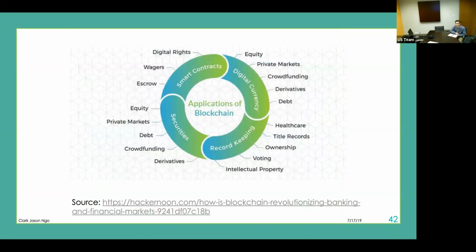So applications of blockchain in financial services, there's a lot. So there's 4 big categories: smart contracts, digital currencies, record keeping, securities. I'll give a moment for you guys to look at this, like say 15 seconds.